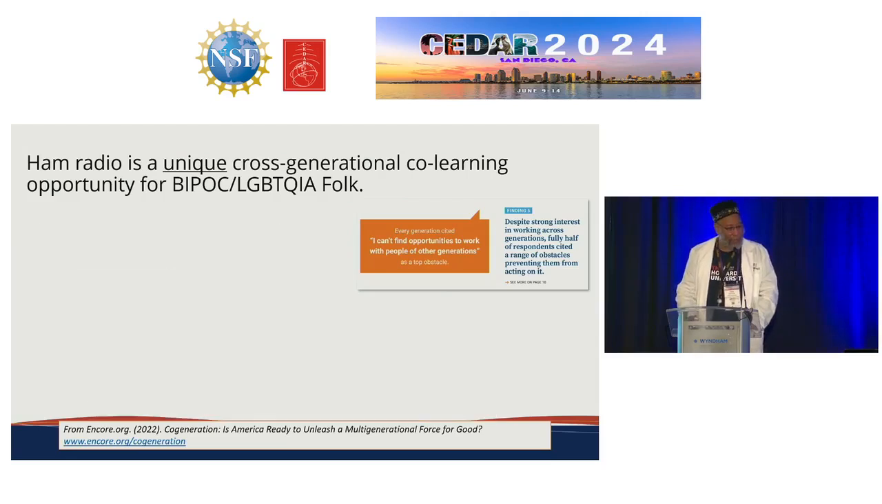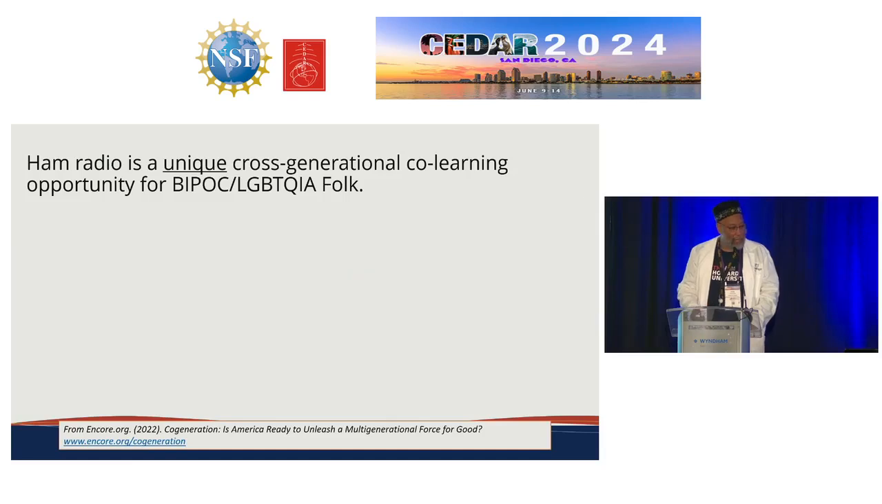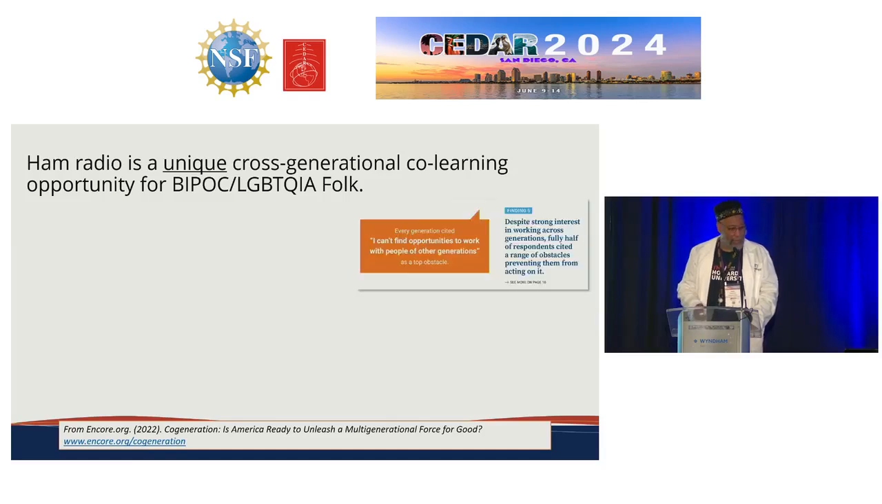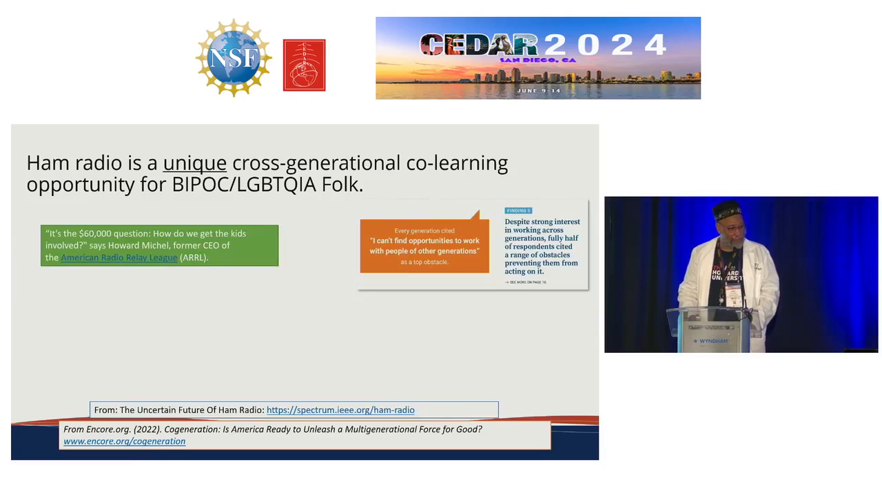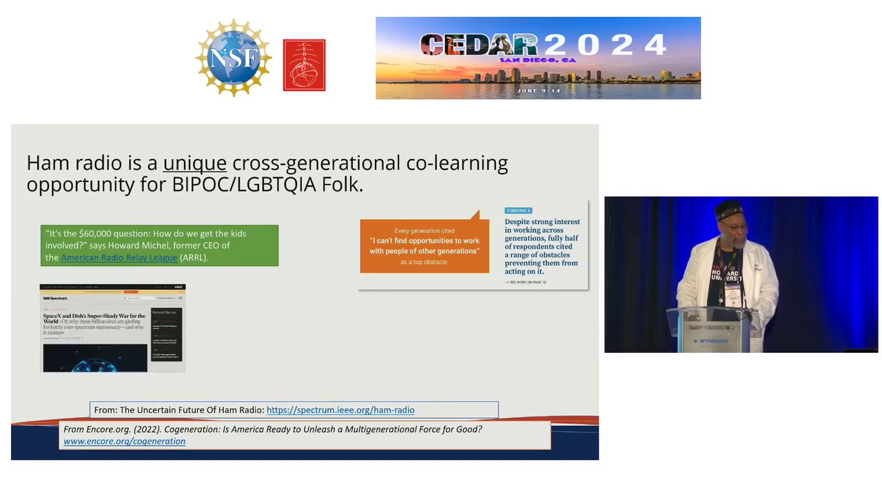On one hand, we have them talking about cohorts of young folks and old folks wanting to work together. I don't want to go that far back. And then on the other, we have a situation where in the ARRL, there's a concern that ham radio operators are aging and that people are going to age out. So how do we bridge these gaps?